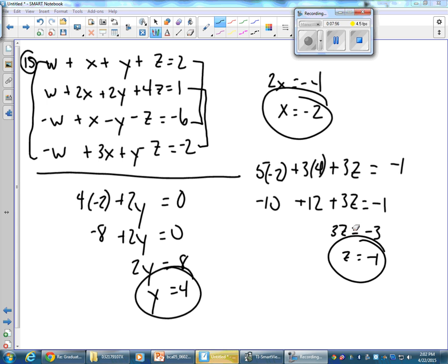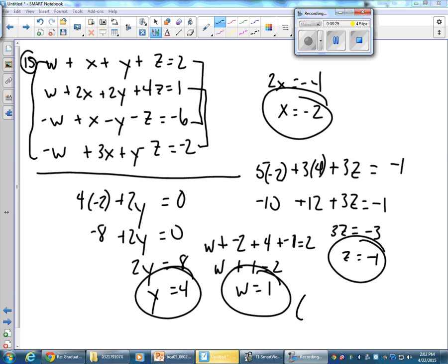So now I know what z is, what x is, and what y is. So I'm going to just plug into this very top equation. I'm looking for w, so it would be w plus x, which is -2, and y, which is 4, and z, which is -1, equals 2. That doesn't look like a -1, but it is, trust me. So w, -3, that would be w plus 1 equals 2. Because if I combine all these together, I get 1. So subtract 1 and you get w is equal to 1. So my answer in alphabetical order is 1, -2, 4, -1. Wasn't as bad as it looked.